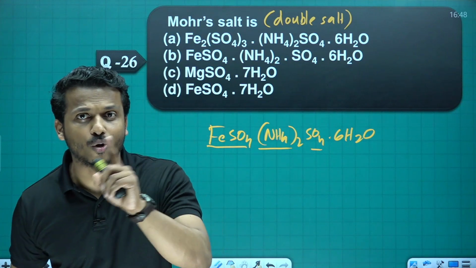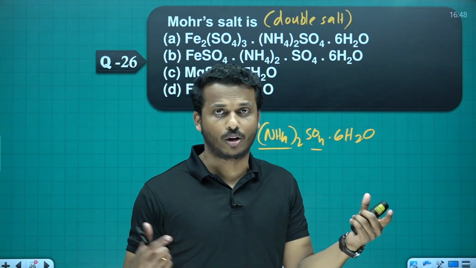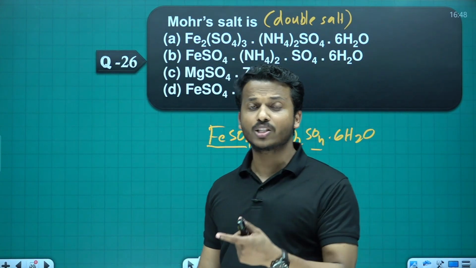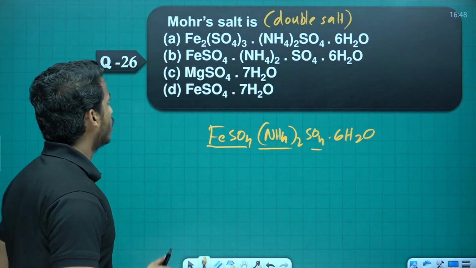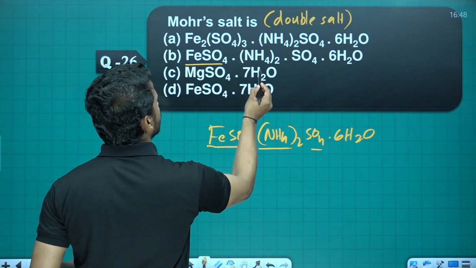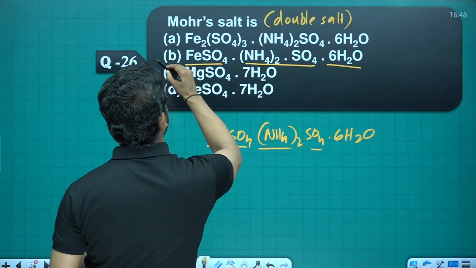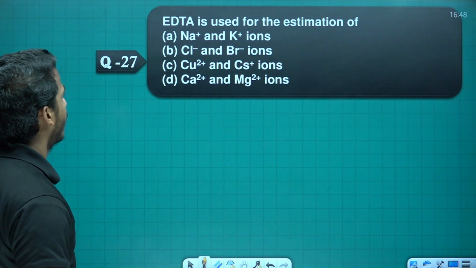Coordination compounds do not undergo complete dissociation in water or in solution, whereas double salts undergo complete dissociation. So which is chemically a double salt? FeSO4, (NH4)2SO4 along with 6H2O, option B.